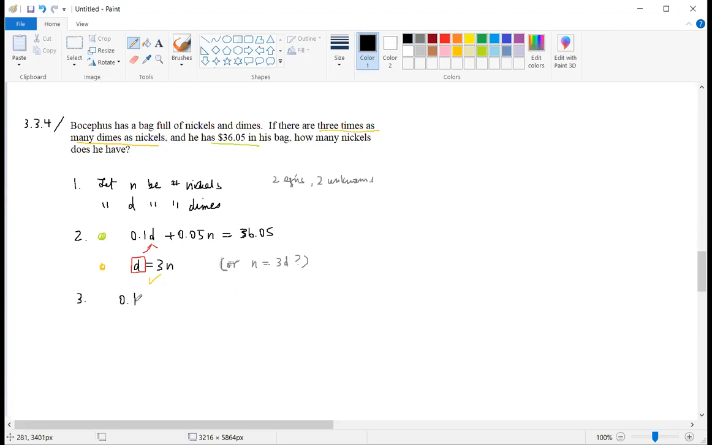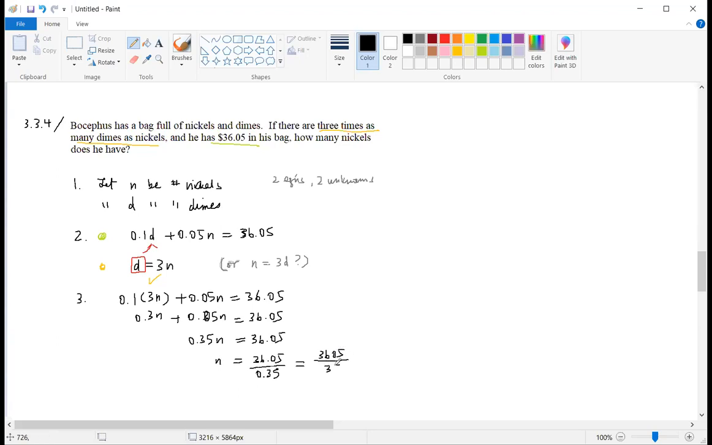So sub this in: 0.1(3n) plus 0.05n equals 36.05. Okay, so that's 0.3n plus 0.05n. Combine like terms, it happens to be like terms already. And so n equals 36.05 divided by 0.35. Again, you all know how to divide decimals, it's 3605 divided by 35.